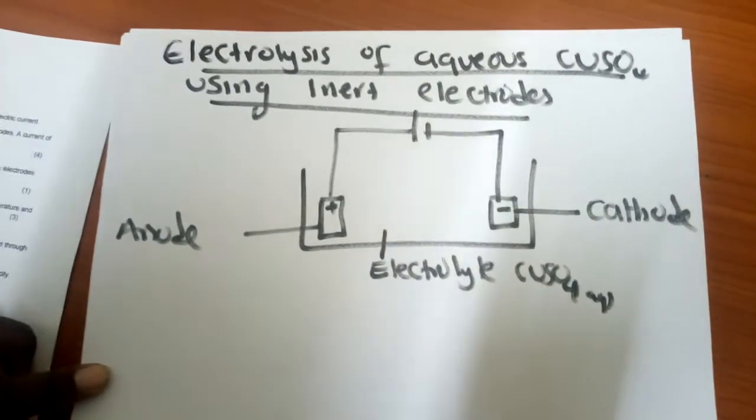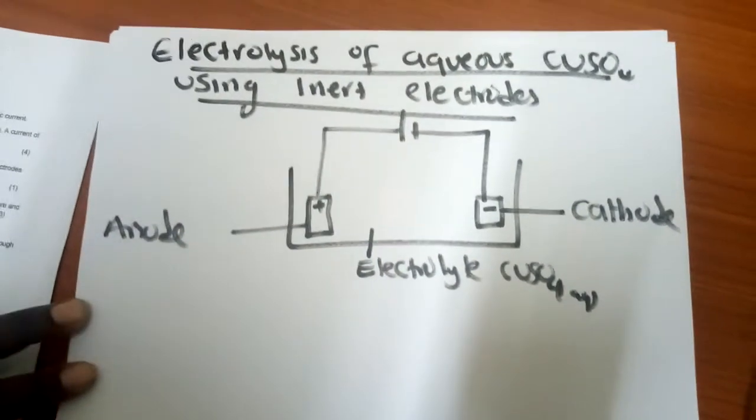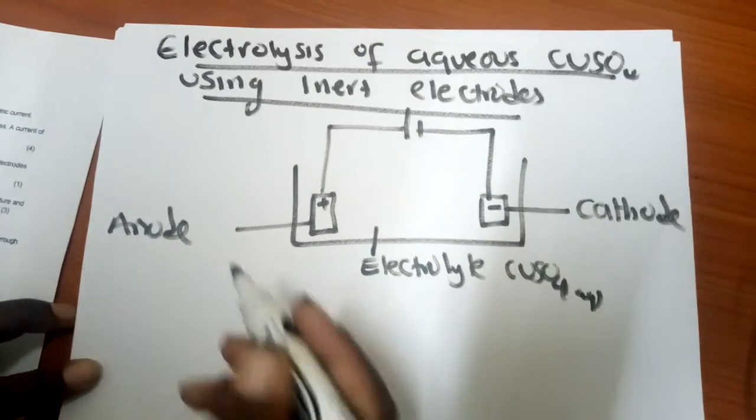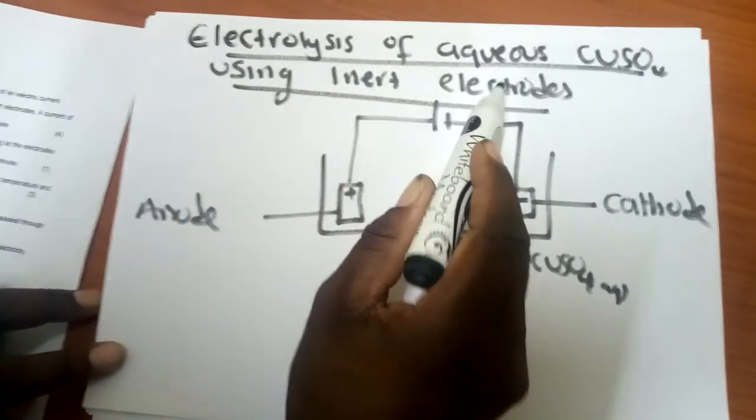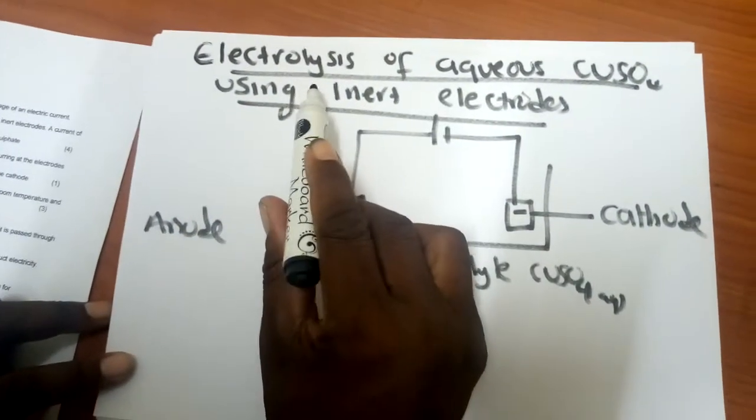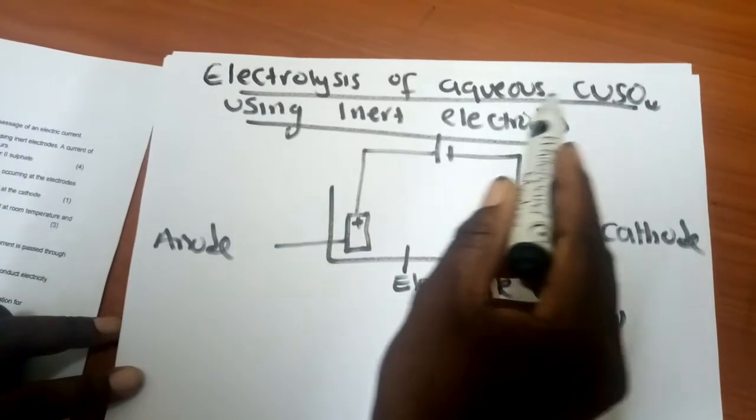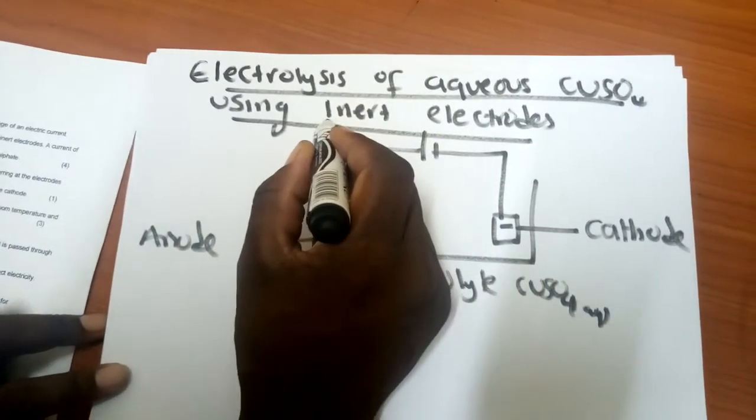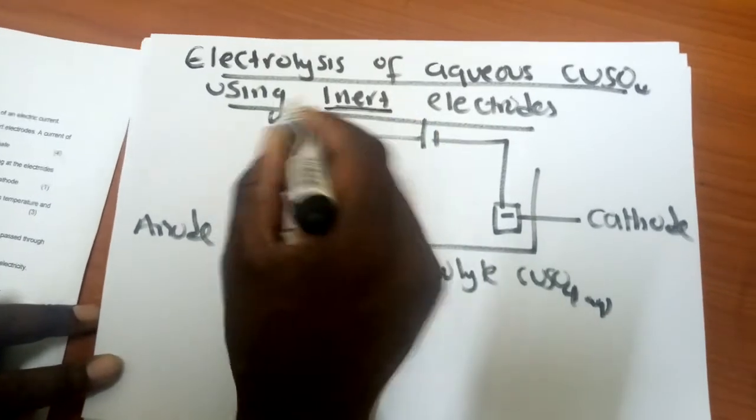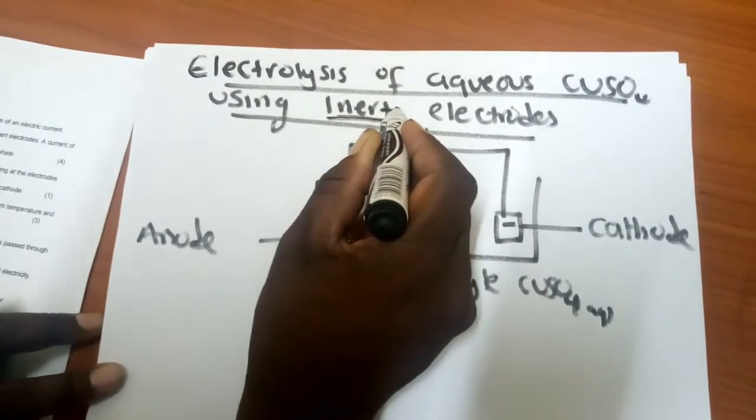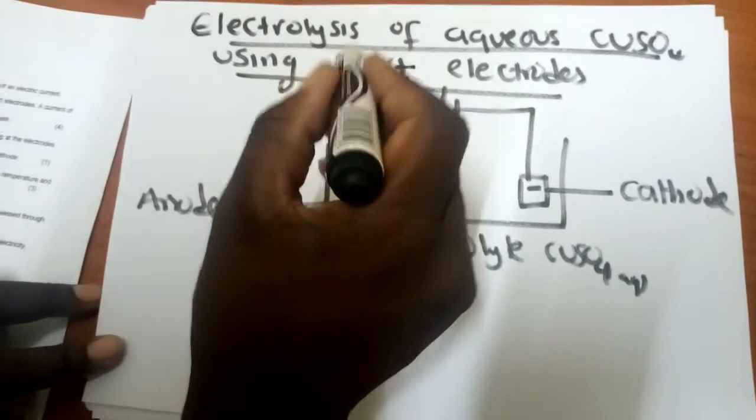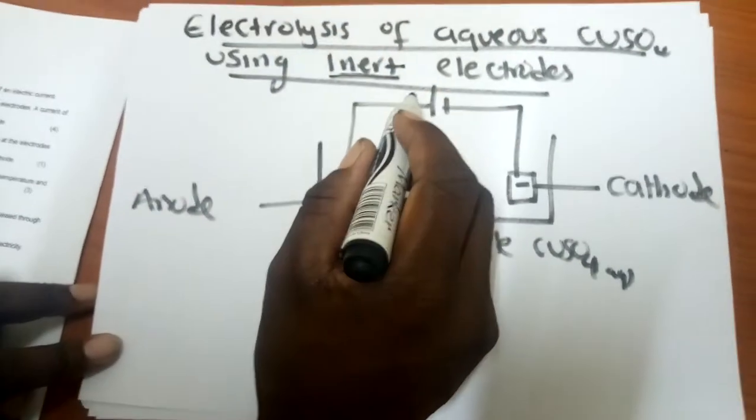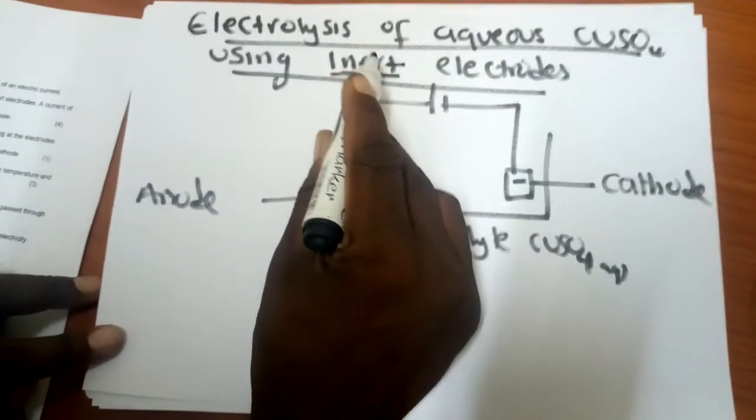We are moving from activity 1 to activity number 2, and the question was talking about electrolysis of aqueous copper 2 sulphate. When you are dealing with aqueous copper 2 sulphate questions, they specify the type of electrodes you are using. So here it says using inert electrodes. Sometimes they say using copper electrodes. Now here they are saying using inert electrodes.